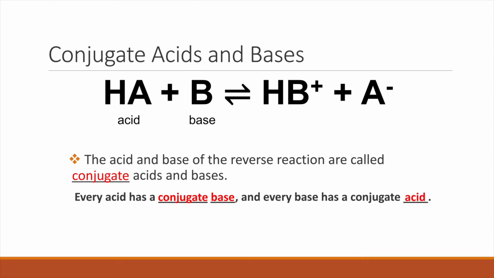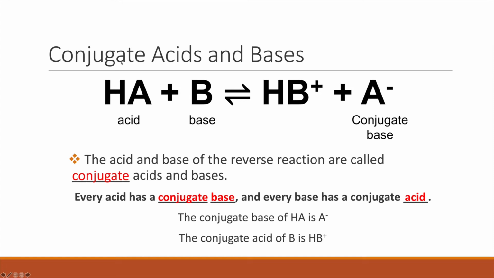It's like two sides of a coin. Right? If one side is acid, the other side is conjugate base. If one side is base, the other side is conjugate acid. So the conjugate base of HA, right, is going to be that A minus. Remember, this acted as a base in the reverse reaction. The conjugate acid of B is that HB plus, which acted like an acid in the reverse reaction.